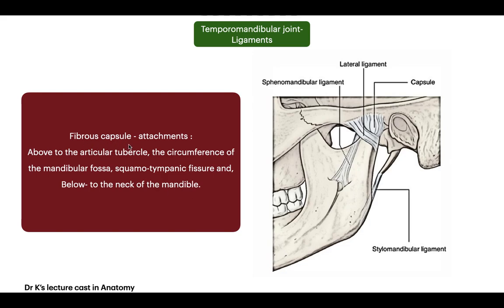First comes the fibrous capsule. Attachments are above to the articular tubercle and the entire circumference of the mandibular fossa, and there is a squamotympanic fissure, and below to the neck of the mandible.